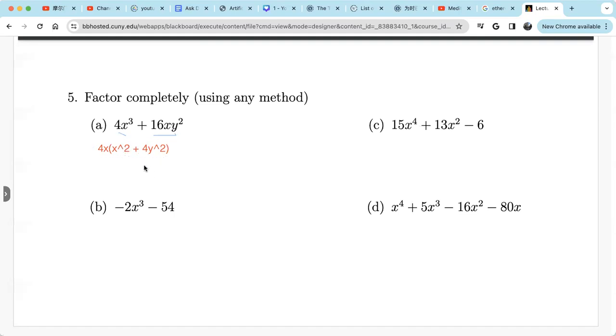So x squared plus 4y squared cannot be factored in the real number system. It can be factored in complex numbers. So we just leave it like that.